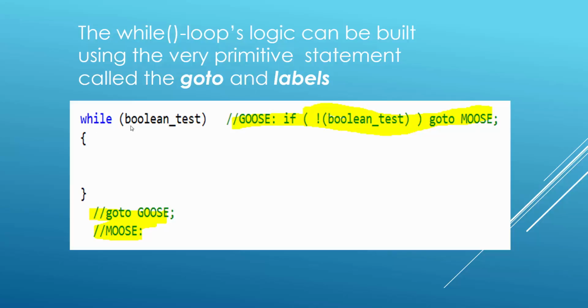When I write while, parenthesis, Boolean test, this type of code is inserted basically by the compiler. It says, remember this location. If the Boolean test is false, this exclamation point means false, go to moose. We're done with the loop. Otherwise, just keep going down, down, down, down. And when you get to this end brace, go to goose. Goose brings us back up to the while loop. Check the test. If the test is true, I stay in the loop. If the test is false, I leave the loop and end up down here.